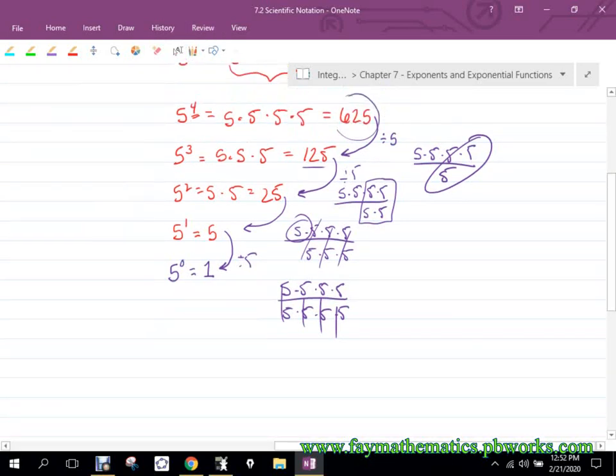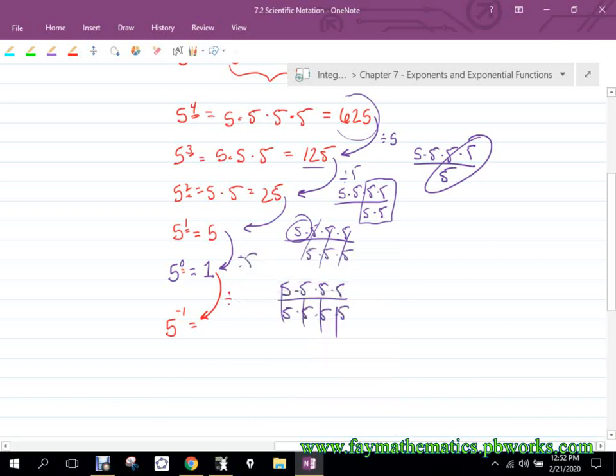But look at the pattern of your exponents here. They started at 4, went to 3, went to 2, went to 1, went to 0. If I write 5, what would be the next one? Negative 1, right? Now, if I was at 1 and I want to continue this pattern, what am I going to divide 1 by?